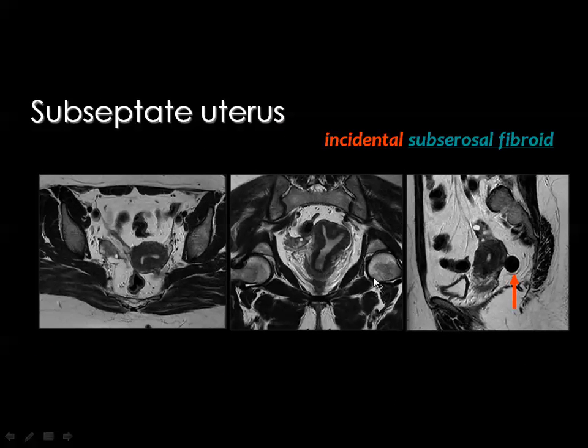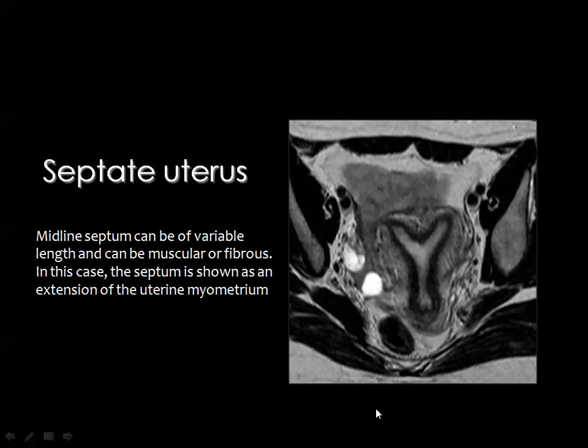This is subseptate uterus with a septum near the uterine fundus, dividing the cavity into two parts with a single cervical canal, and this arrow points to an incidentally found uterine fibroid. And this is also an example of septate uterus, partial septation with two endometrial cavities in a single cervical canal.